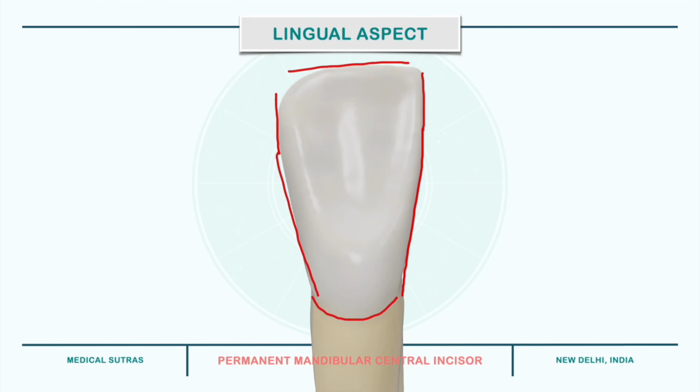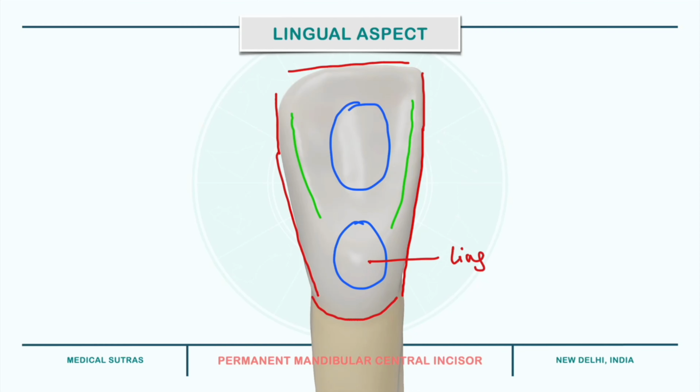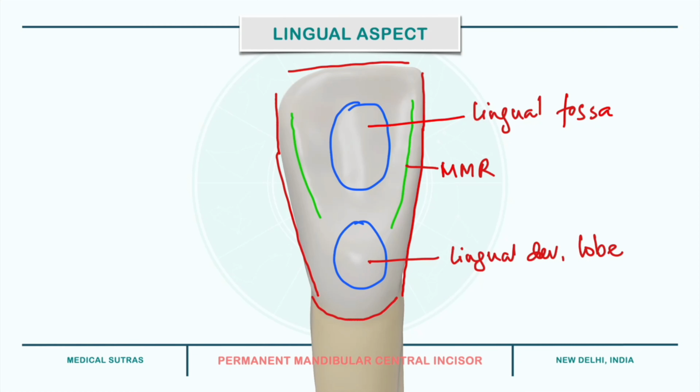The lingual surface presents important features that include the lingual fossa, cingulum, mesial marginal ridge, and distal marginal ridge. The cingulum develops from the lingual developmental lobe and presents as a convexity in the cervical third. The lingual fossa presents as a concavity in the incisal part of the tooth, and the mesial marginal ridge and distal marginal ridge form the mesial and distal outlines of the lingual fossa.